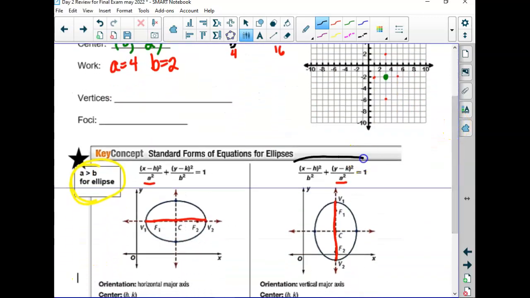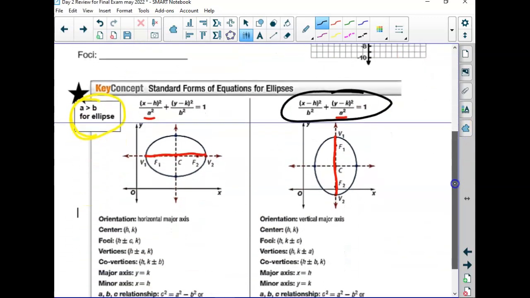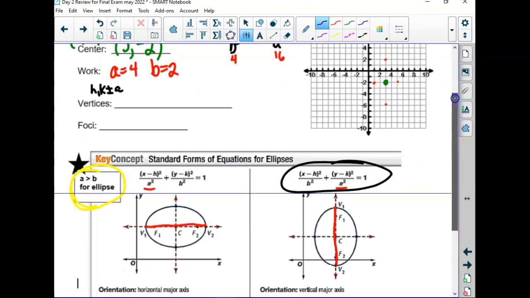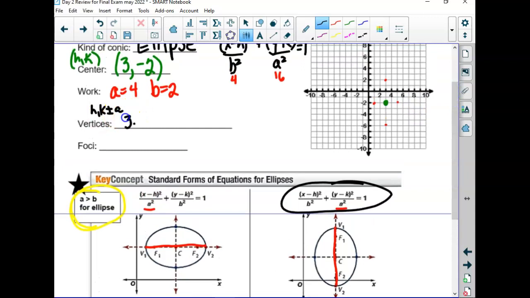Because the bigger one was under the y here, the vertices are h comma k plus or minus a. Which would be 3 comma negative 2 plus or minus 4, which would become 3, 2, and 3, negative 6. Is that where I plotted them? 3, 2, and 3, negative 6 right there.